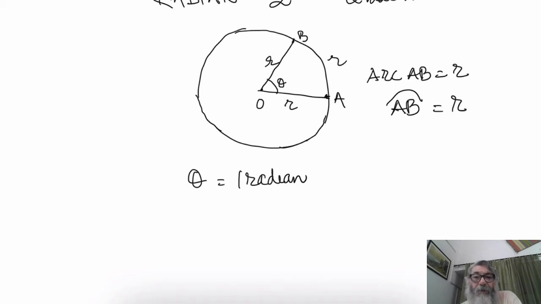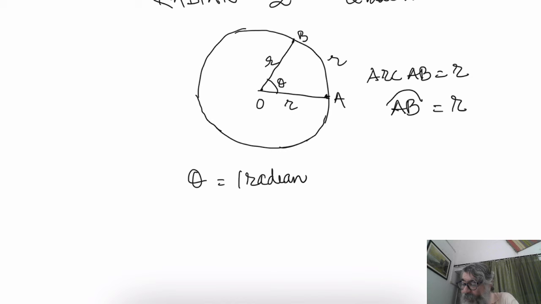The radius of the circle can be as big as it may be. It can be 1 to 10 kilometers, it does not matter. The only thing to keep in mind is that when the radius is 1 centimeter, then the arc AB is also 1 centimeter. When r is 10 kilometers, then the arc AB is also 10 kilometers. Then the angle formed at the center will be equal to 1 radian.